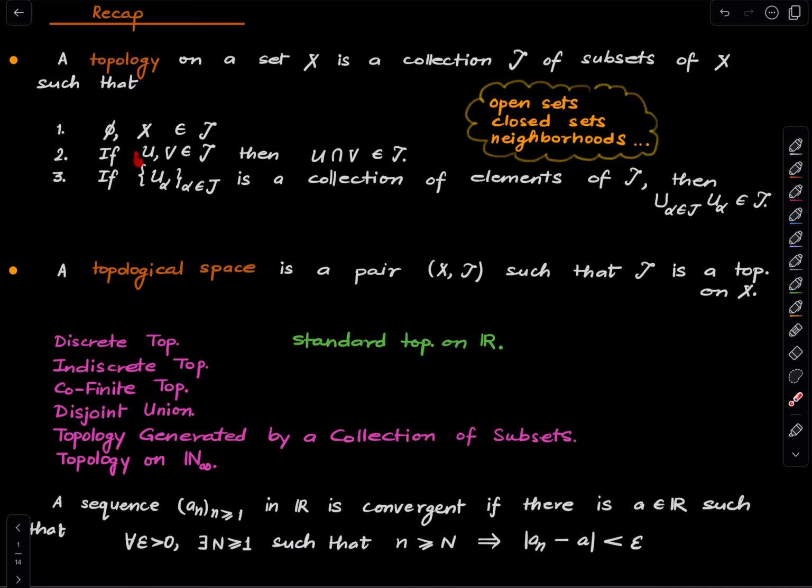So if you intersect two things in tau, you again get something in tau, which is the same as saying that if you intersect any finitely many elements of tau, you again get something in tau, just a corollary of this by induction. And lastly, the union of any subcollection of elements in tau. So if each U alpha is an element of tau, where J is some indexing set indexing these elements, then you take the union of all of them, you again get something in tau.